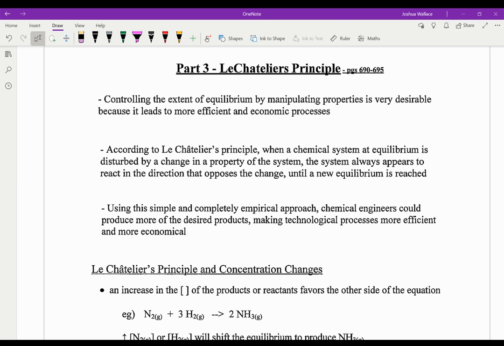Hello, Chemistry 30s. Welcome to part 3 of Outcome 1 for equilibrium acids and bases. We're not talking about the acids and bases yet, just focusing for now on the equilibrium portion.